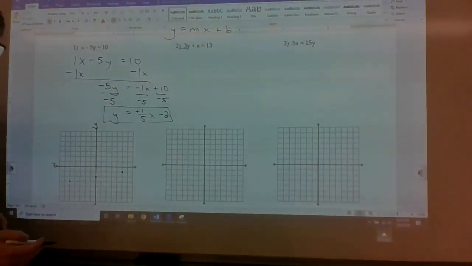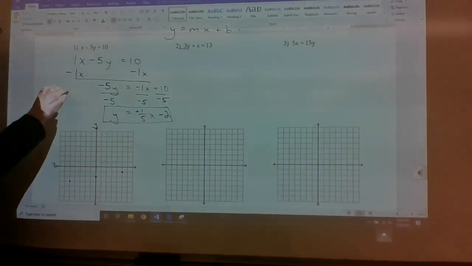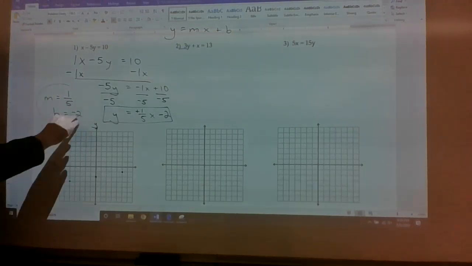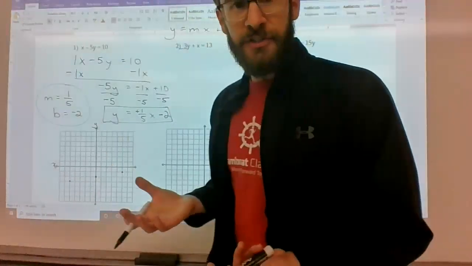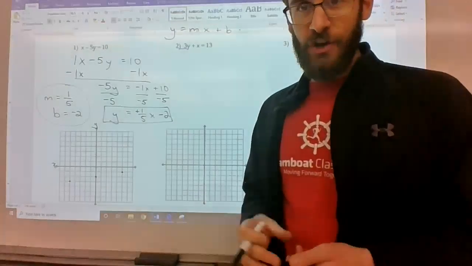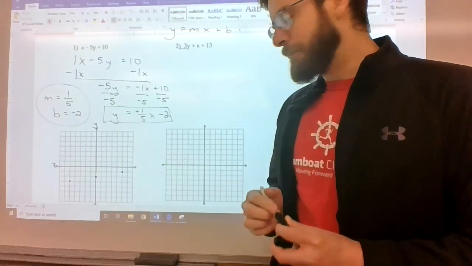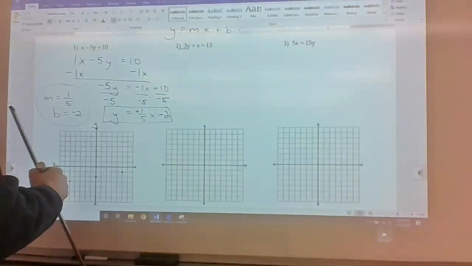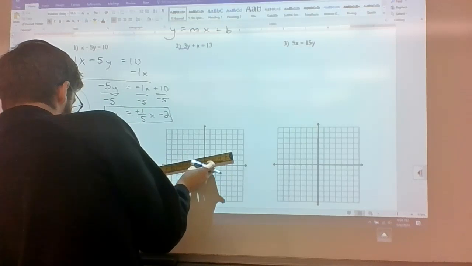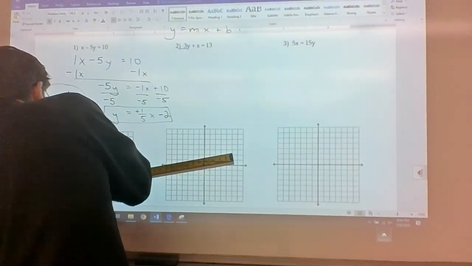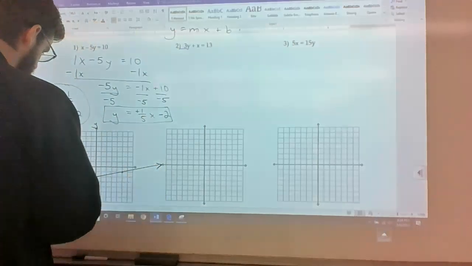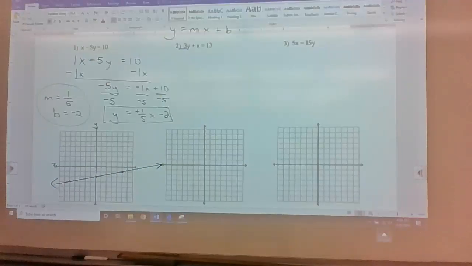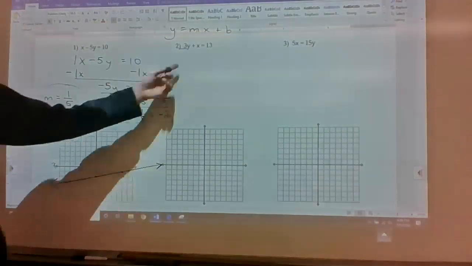And it's probably a good idea if you guys would tell me what the slope is and the starting point, just to communicate with me that you guys understand what the starting point and the slope is. So make sure you connect the dots at the end. And there's our first line. Let's check out number 2.